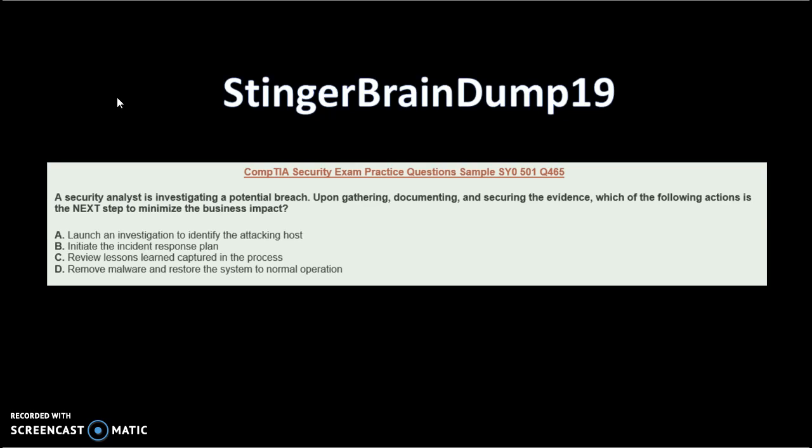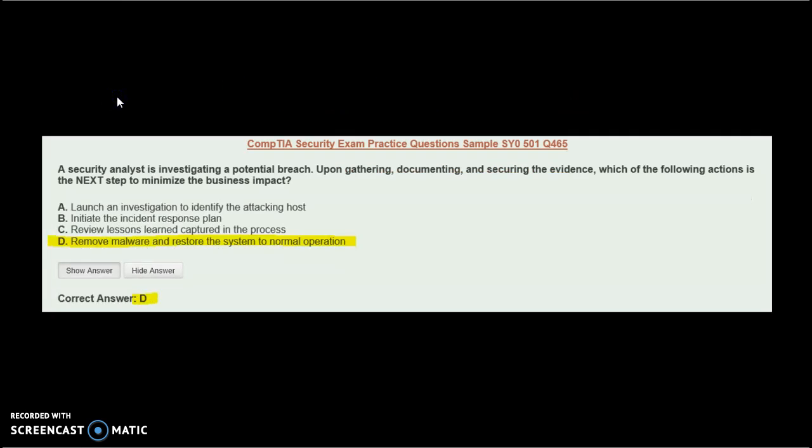The security analyst is investigating a potential breach. Upon gathering, documenting, and securing the evidence, which of the following actions is the next step to minimize the business impact? It is D. Remove malware and restore the system to normal operation.